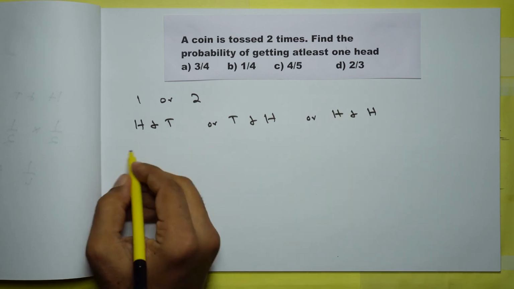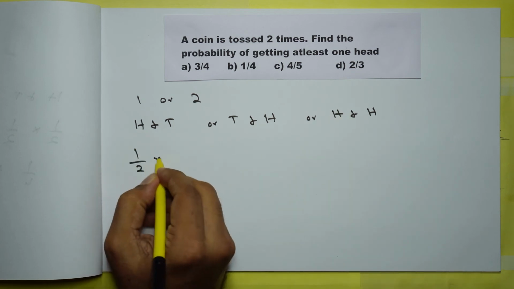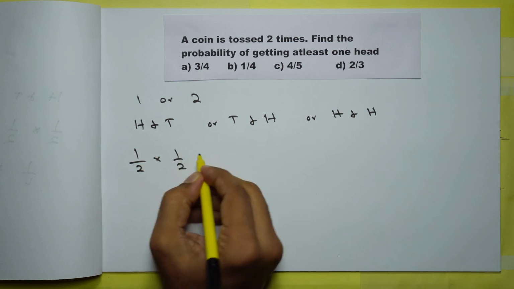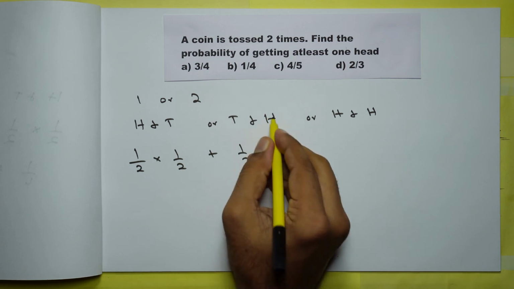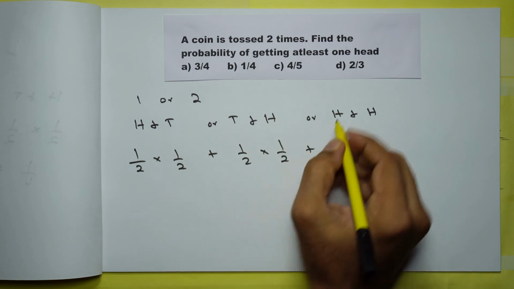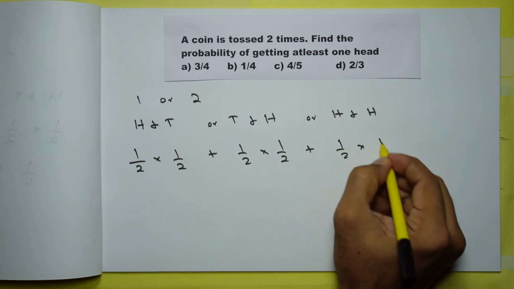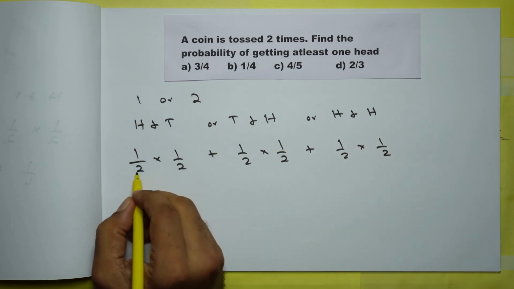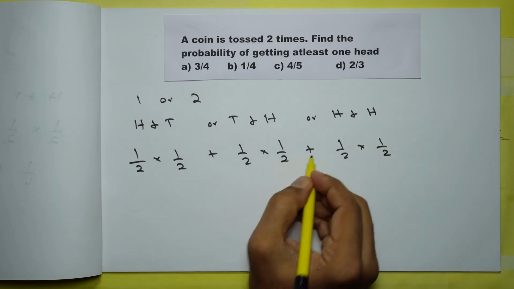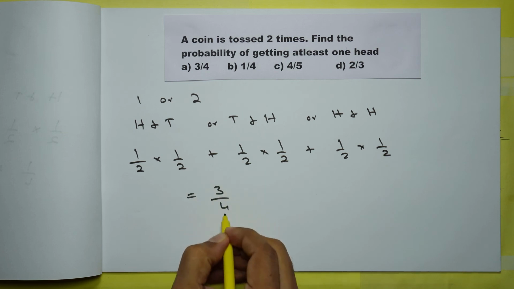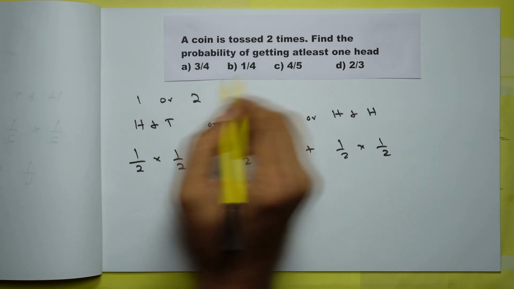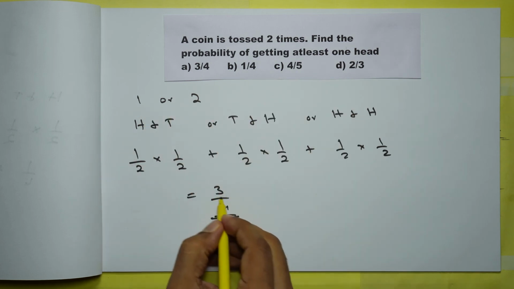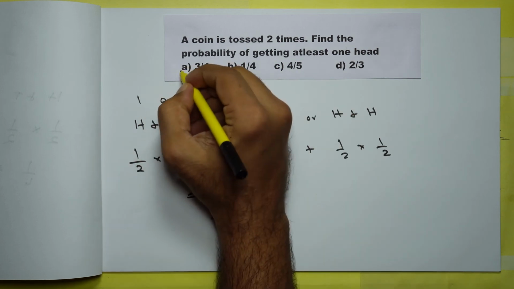So head and tail means first one is a head is 1 by 2, second one is a tail is also 1 by 2. Plus first one is a tail, that is 1 by 2, second one is a head is 1 by 2. Or it can be head and head, again half into half. So that is, each one is 1 by 4 and 3 times. So that will be 3 by 4. That is the probability of getting at least one head. At least one means 1 or 2. That you will get it as 3 by 4. Hence option A, 3 by 4.